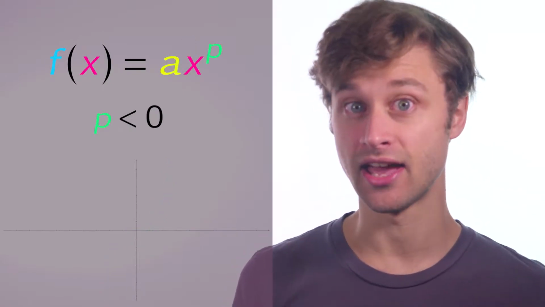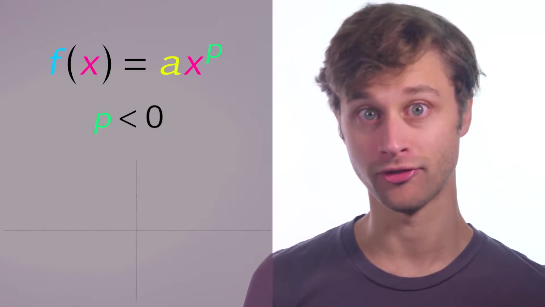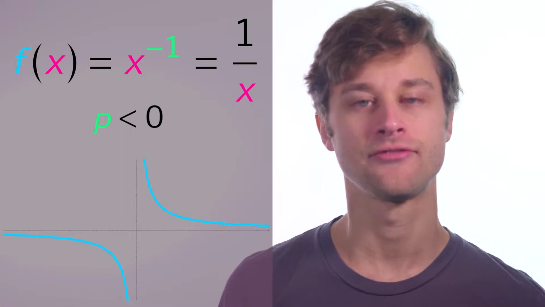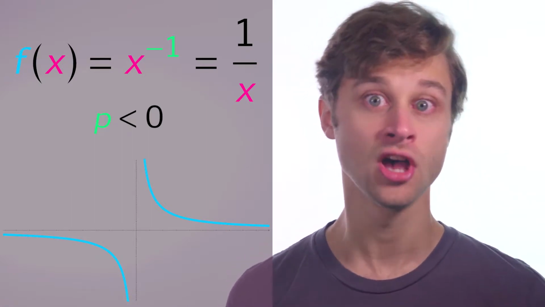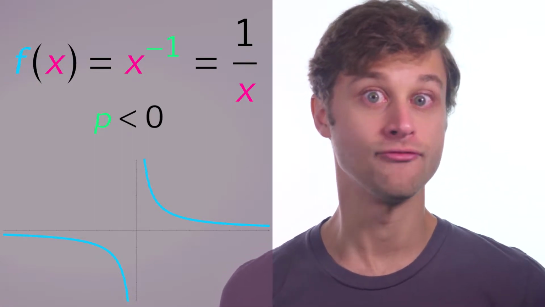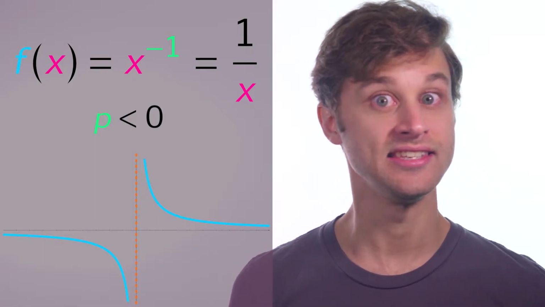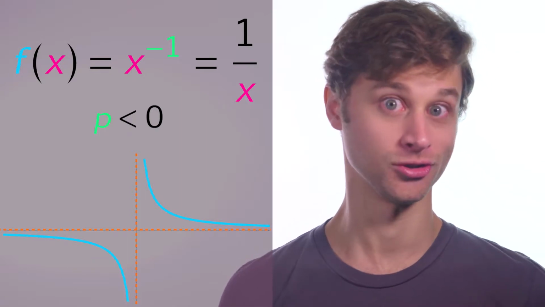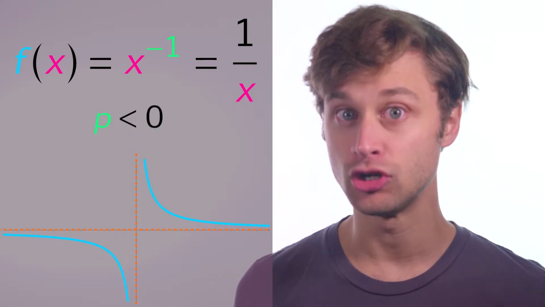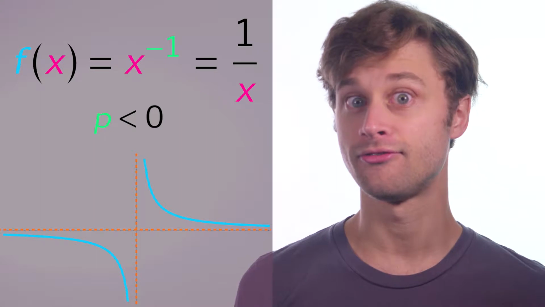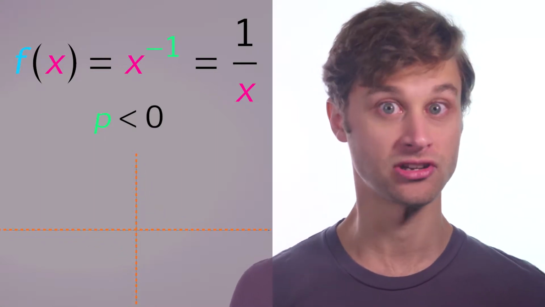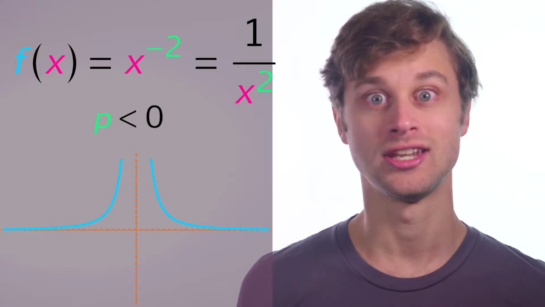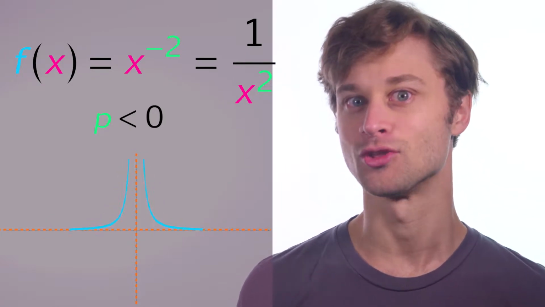If p is negative and an integer, then we get our reciprocal functions like 1/x or 1/x squared. Now, these functions have their own special properties. For instance, all of these functions have a vertical asymptote at x is equal to 0. They also have horizontal asymptotes at y is equal to 0. Again, if that p-value is odd, then the function has odd symmetry. It is symmetric across the origin. And if p is even, then the function has even symmetry. It's symmetric across the y-axis.